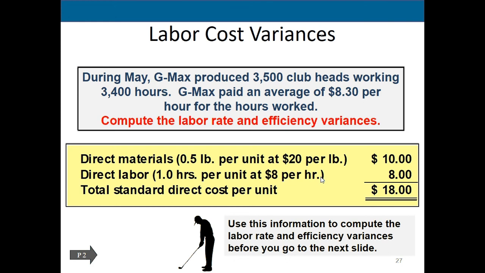Let's look at the example. It says during May, GMAX produced 3,500 club heads working 3,400 hours. Okay, I already see a problem. Didn't it take 1 hour per unit? So it looks like we spent less time. That sounds like a good thing. GMAX paid an average of $8.30 per hour for the hours worked. I think that's wrong because we were only supposed to spend $8 per hour, but maybe since he saved 100 hours and spent 30 cents more per, we'll have to see what's going on there, right?